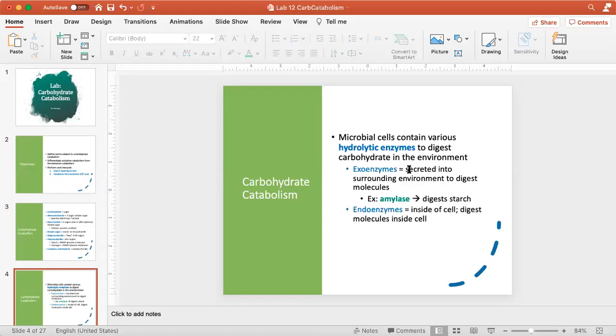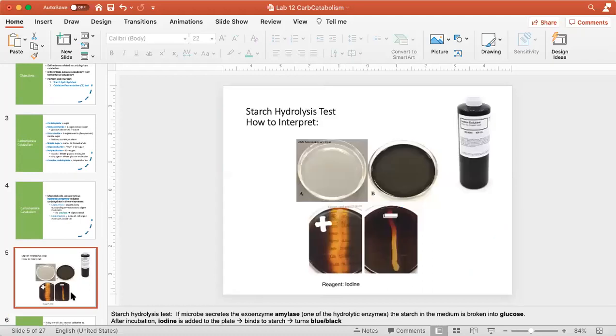Now, the other category of hydrolytic enzymes are endoenzymes. That term endo just means within. Exo means outside of, and endo means within. So there are some hydrolytic enzymes that stay within microbial cells, and they're there to digest certain molecules inside of the cell. Amylase is an exoenzyme. So let's talk about this starch hydrolysis test.